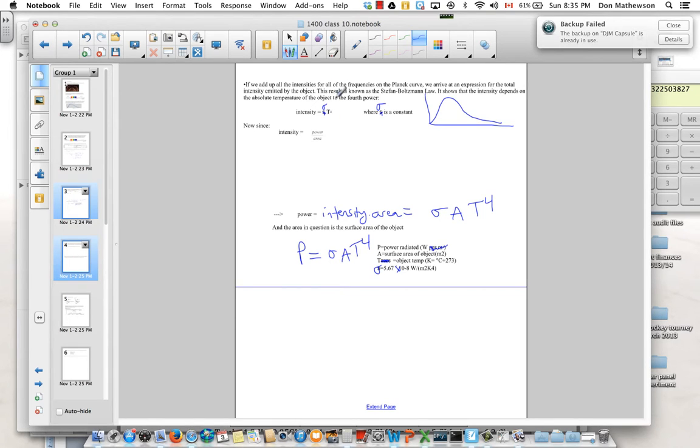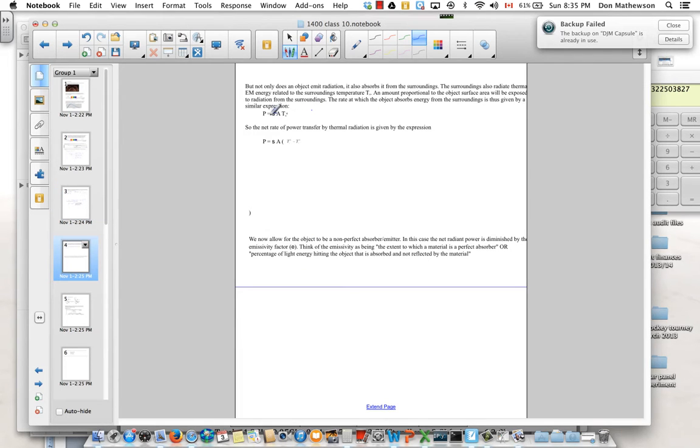We're going to modify that for something that's not quite ideal. But first, there's another thing to keep in mind: the object, sitting there, is not only radiating infrared thermal energy, it's also absorbing it from the surroundings. The surroundings will be emitting in a similar way, something that depends on their temperature to the fourth. So there's going to be a net transfer of radiant energy, which will depend on the object temperature to the fourth minus the surroundings temperature to the fourth. This is the emission, and this represents absorption of energy from the surroundings.